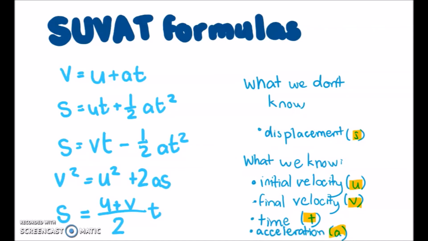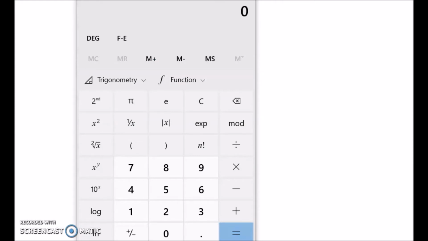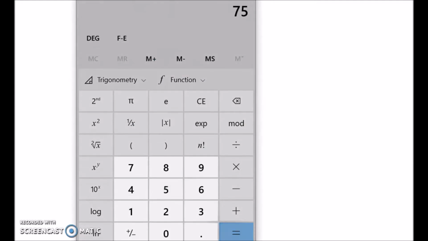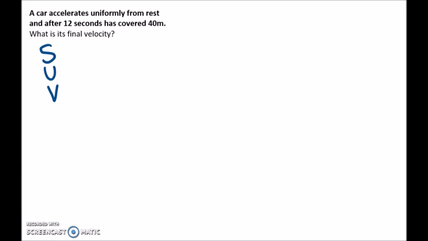Now this is our second part of the question, where you want to know the displacement. For this question, since we already know the acceleration from the previous one, you can use something that has an A in it. Now, using our calculator, because I was too lazy to figure out what 15 times 5 was, we find that the displacement is 75 meters. So our answers are acceleration is 1.5 meters per second squared and displacement is 75 meters.